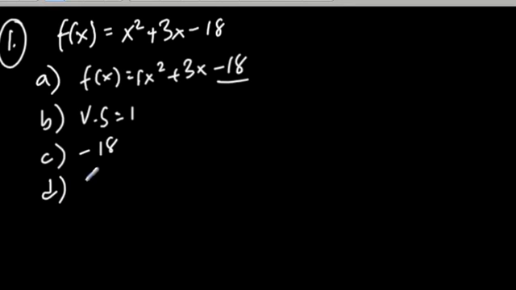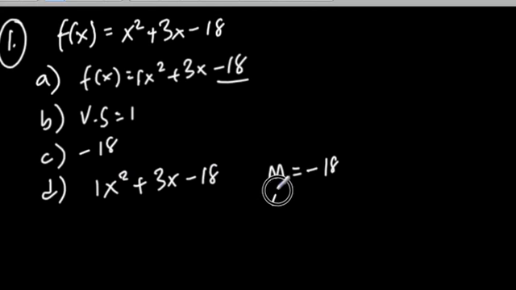D, rearrange in factored form. So if we want to get this into factored form, we have to factor it. We can do that using the m-a-n method. So it's x squared plus 3x minus 18. So m is 1 times negative 18, so that's negative 18. The a is the addition, which is the middle term, so that's 3.